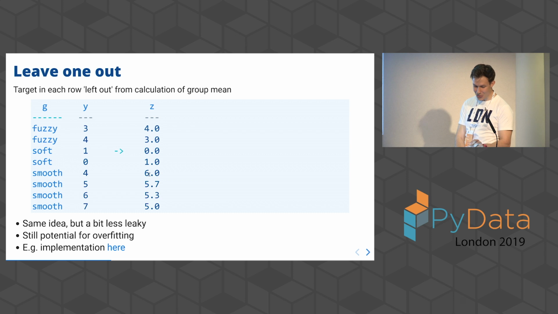And I think more subtly, especially when you have complex models, it can actually still figure out what the value is. Like if you notice for smooth, we have 4, 5, 6, 7, so increasing values, and then end up with decreasing values of the leave one out encoding. So in general, the higher the value of the target for a particular row, the lower the value of the leave one out needs to be.